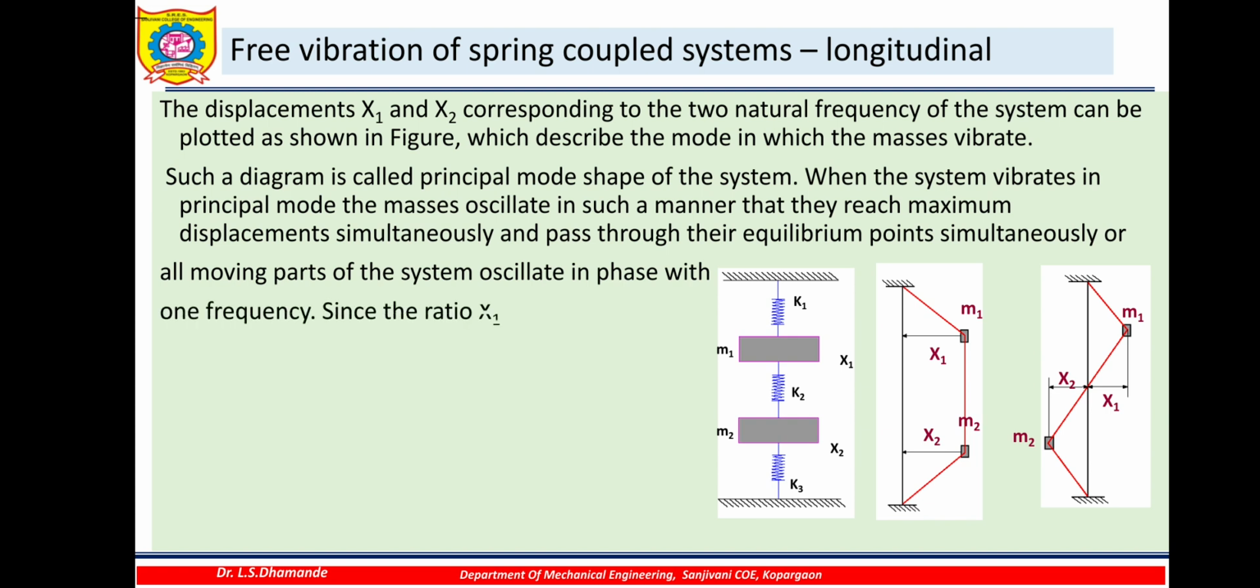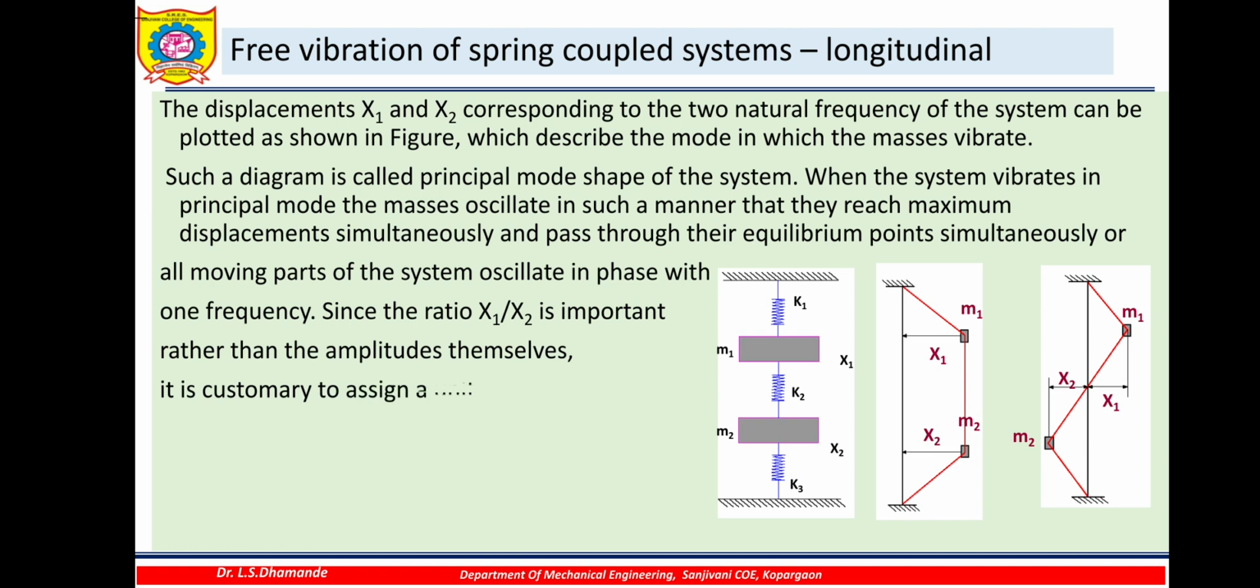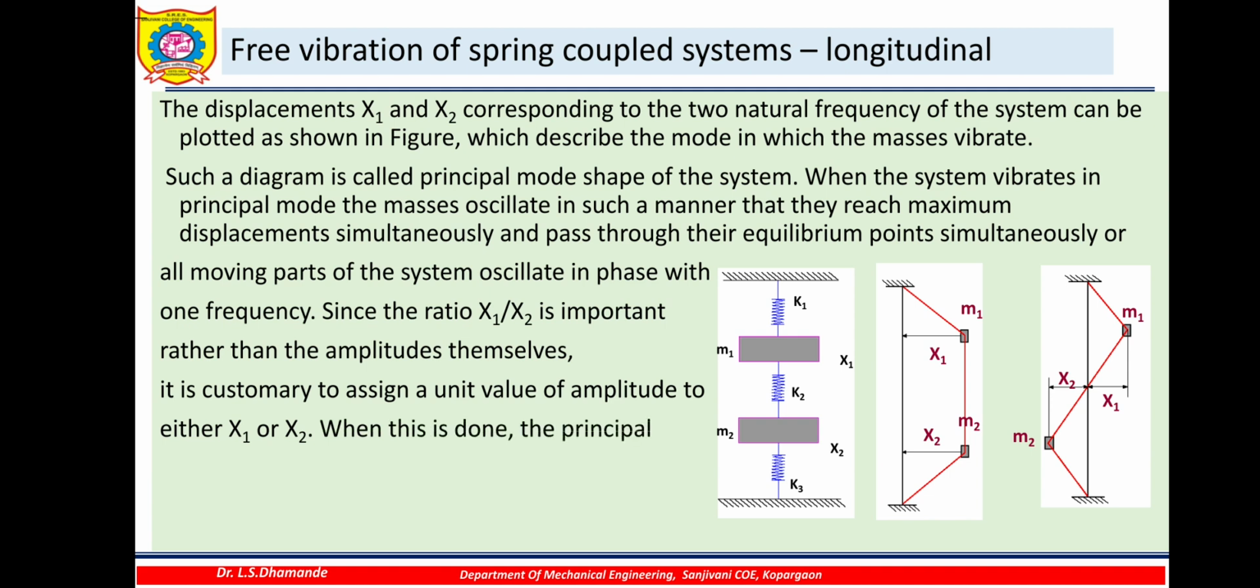one frequency, since the ratio of x1 by x2 is important rather than the amplitudes themselves. So it is customary to assign a unit value of the amplitude to either x1 or x2. When this is done, the principal mode is referred to as the normal mode of the system.